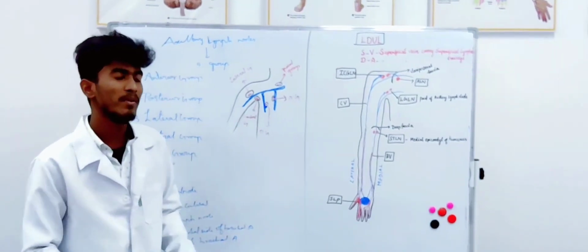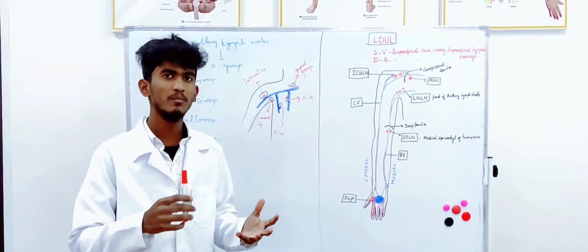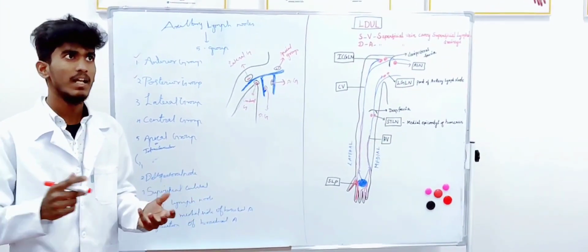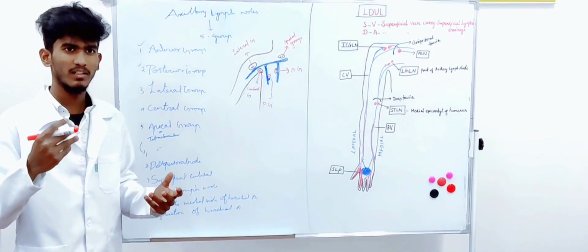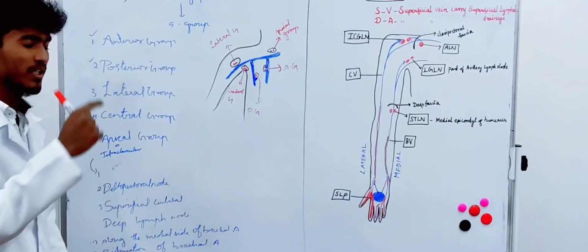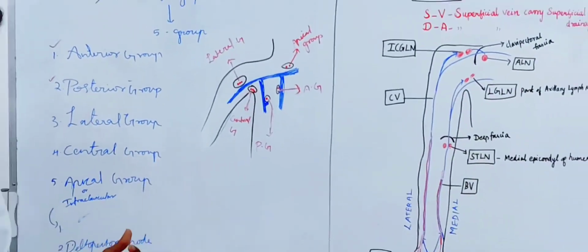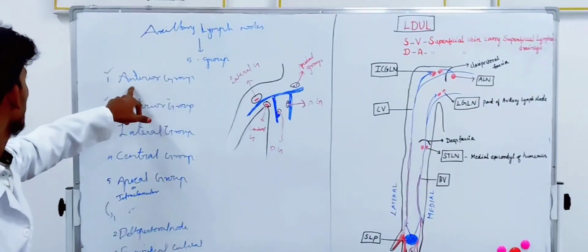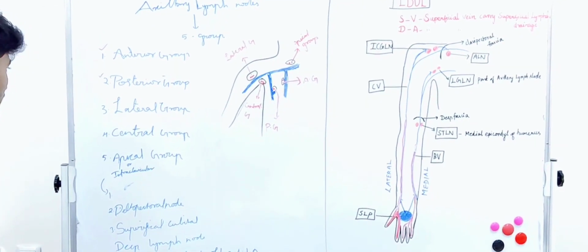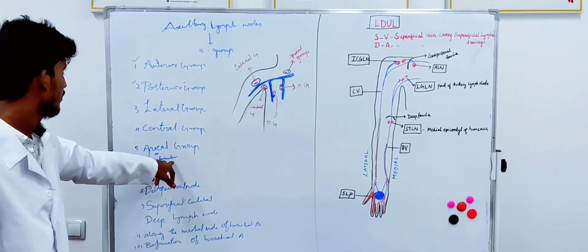Now the lymph nodes of the upper limb. The nodes are visible and the vessels are not visible. The main lymph nodes for the upper limb are the axillary lymph nodes. There are 5 groups: anterior, posterior, lateral, central, and apical groups. The apical group's other name is infraclavicular.